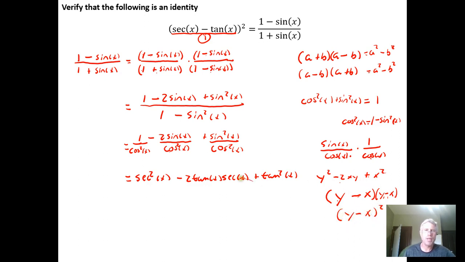That's the form that we have, where secant is playing the role of the y and tangent is playing the role of the x. So I really have a secant of x minus a tangent of x being squared, which is what we needed to show.